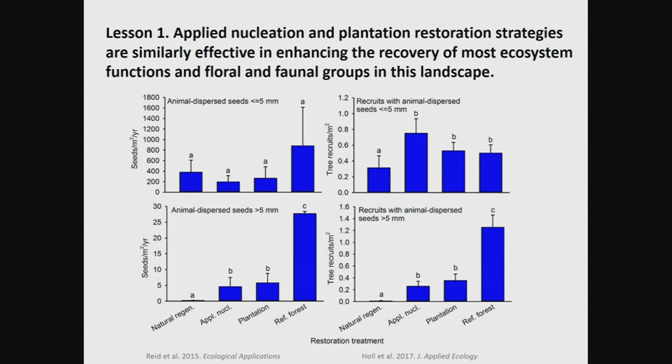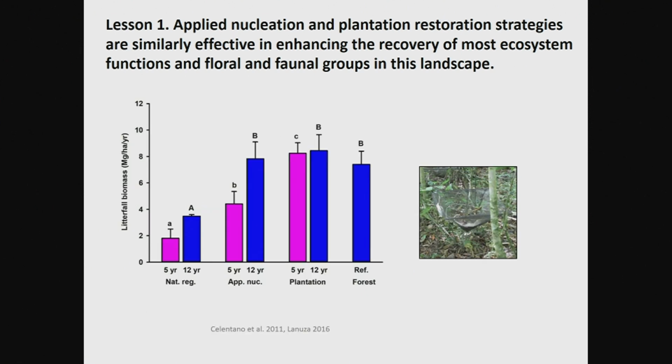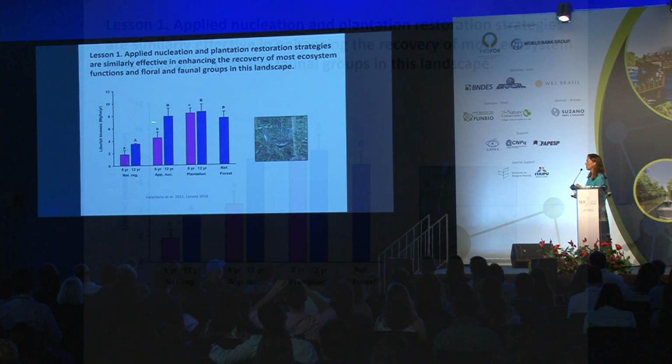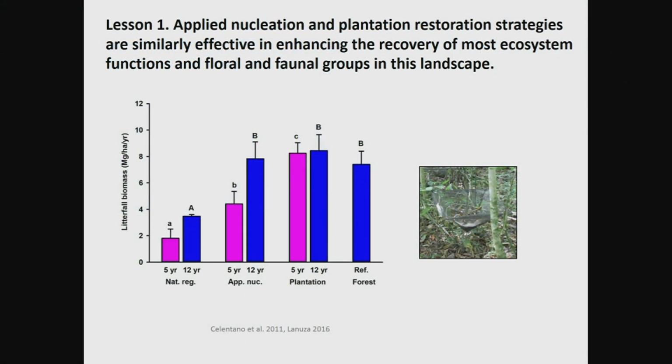One more variable, and this is if you saw Zach Zahawi's talk yesterday. The pink shows leaf litter that's fallen, the biomass of leaf litter. The trends for nutrients are the same. If we look at the pink, which is after 5 years, we see a strong gradient of natural regeneration being lowest, applied nucleation intermediate, and plantation highest. But by 10 to 12 years after, we find that these values are very similar in applied nucleation and plantation and reference forest.